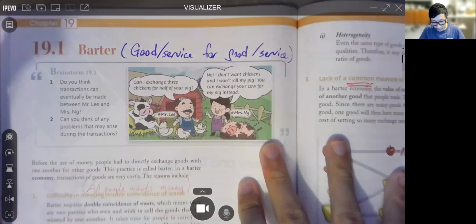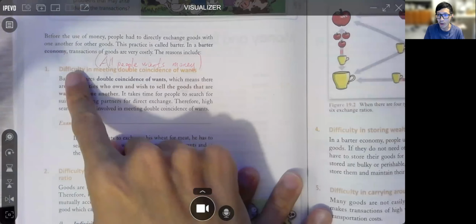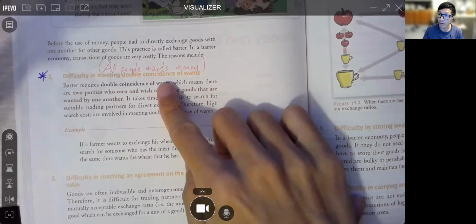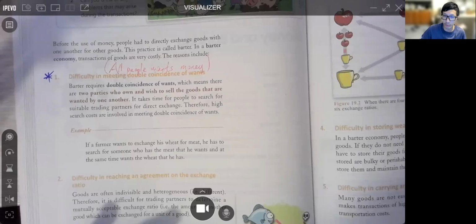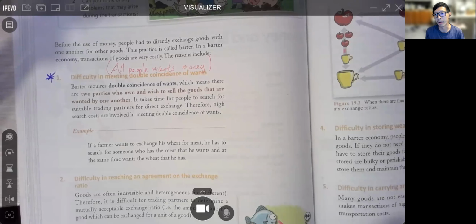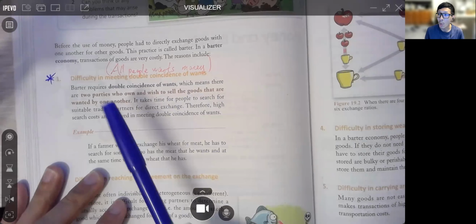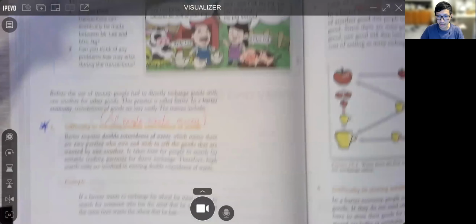OK，好嘛？Now in a barter economy, we will face a very serious problem. OK, first of all，嗱呢個係最重要，其實用錢最重要就係呢樣嘢啦。It is difficult to find a trading partner because we will have difficulty in meeting a double coincidence of wants. 你想要嘅嘢唔代表我有，我想要嘅嘢唔代表你有. Okay, 好嘛? Two parties who own and wish to sell the goods that are wanted by one another. 一定要應晒先得. For example, let's say in this example.